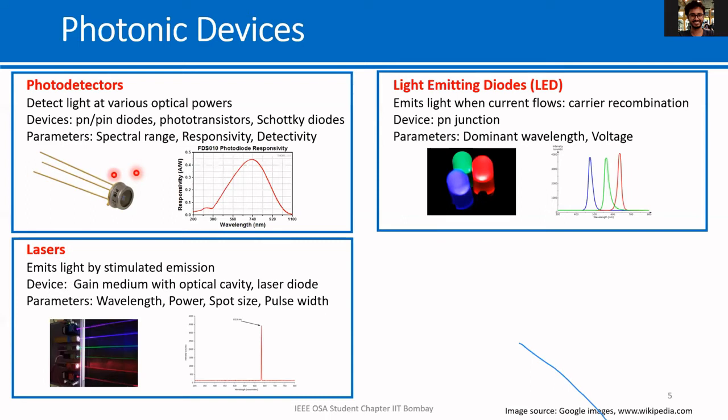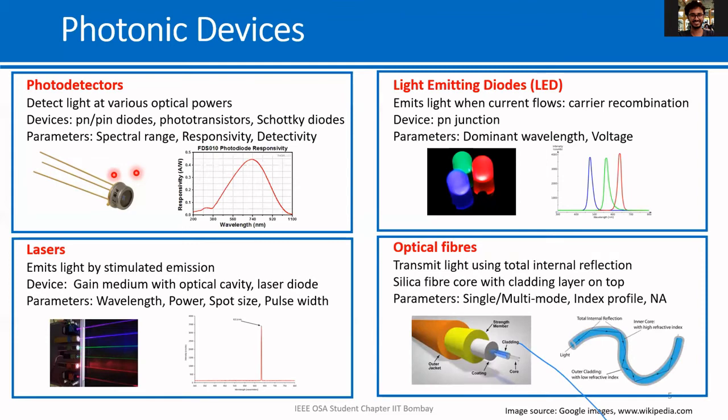Next are the lasers, which also are light emitting devices, but they emit light by a completely different phenomenon, which is called stimulated emission, and hence laser, which stands for light amplification through stimulated emission of radiation. It has a gain medium which is inside an optical cavity and which is pumped, and that causes the emission of radiation. Lasers are typically known for the precise wavelength at which they emit, and lasers come in all sorts of powers, from high powered lasers, pulsed lasers, femtosecond lasers, and so on.